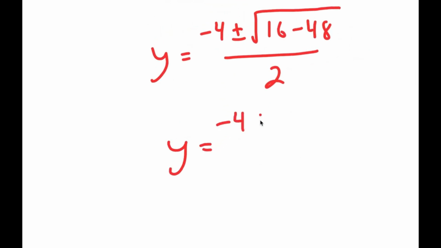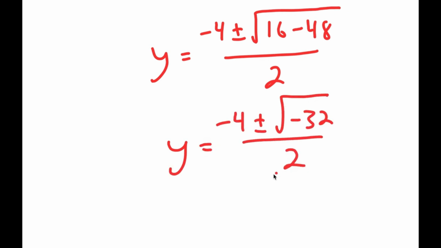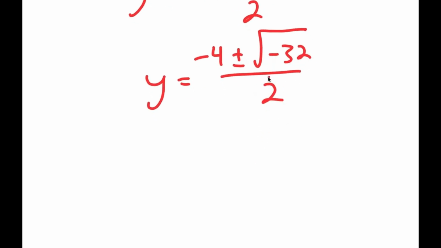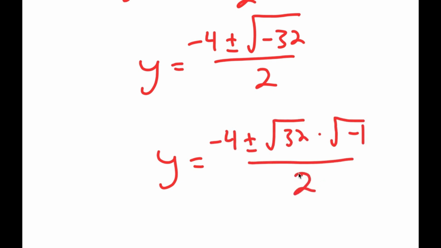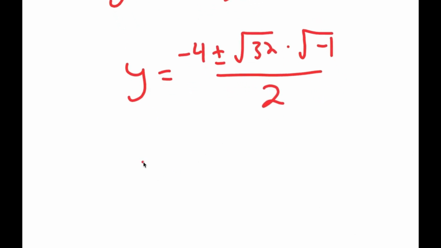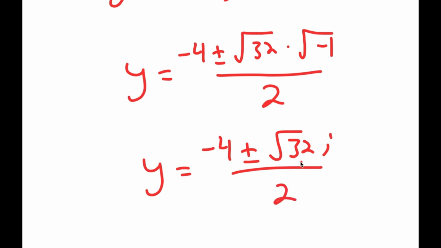And this is equal to -4 plus or minus the square root of -32 over 2. And the square root of -32, I can rewrite that as the square root of 32 times the square root of -1. The square root of -1 is equal to i, the imaginary number i. So now I get -4 plus or minus the square root of 32, i, over 2.